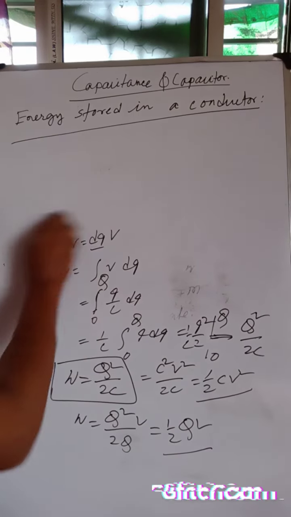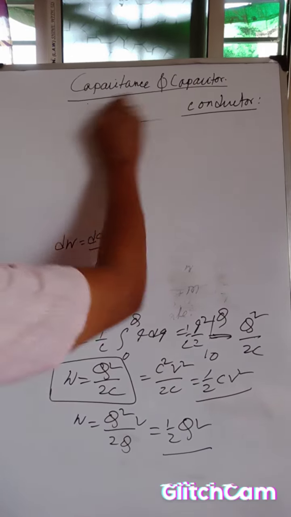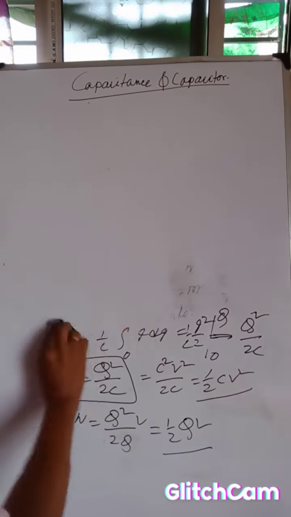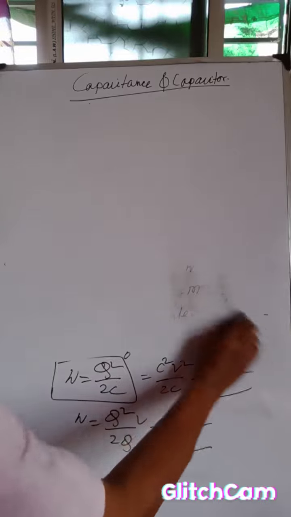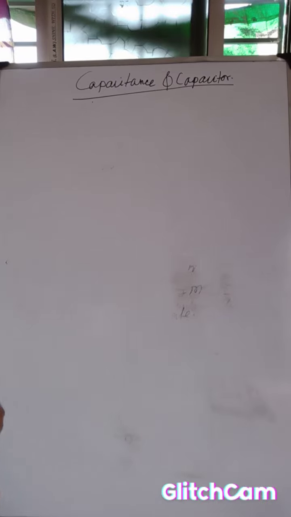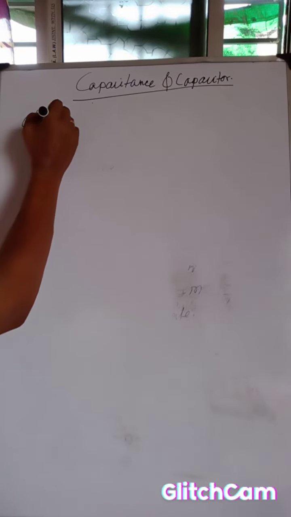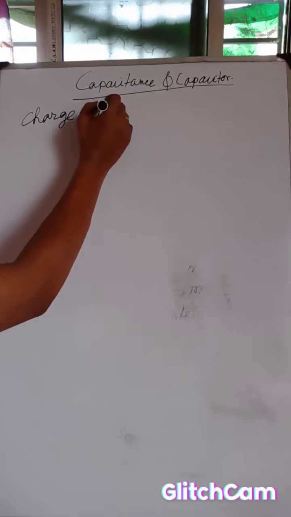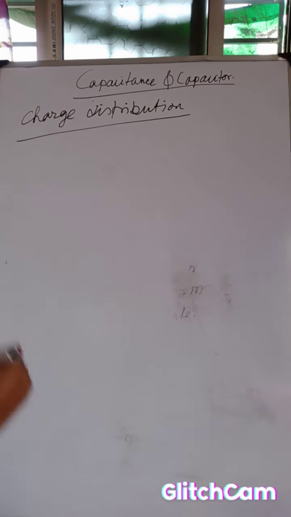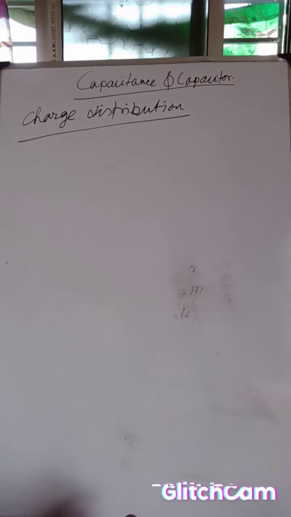Now we want to see how charge is distributed in two conductors. That is charge distribution. Suppose we have two spheres.